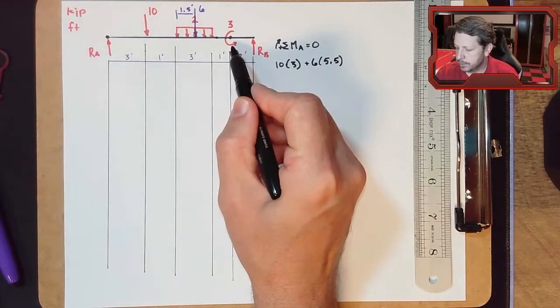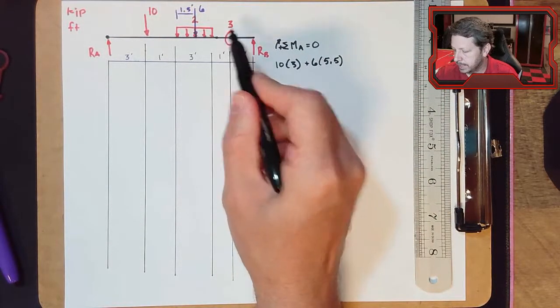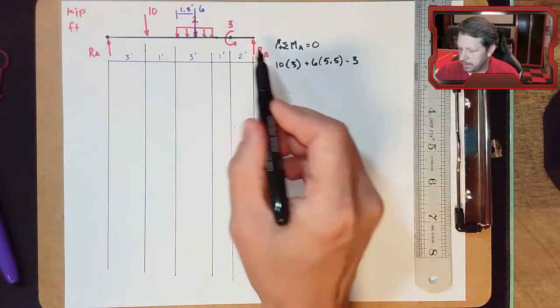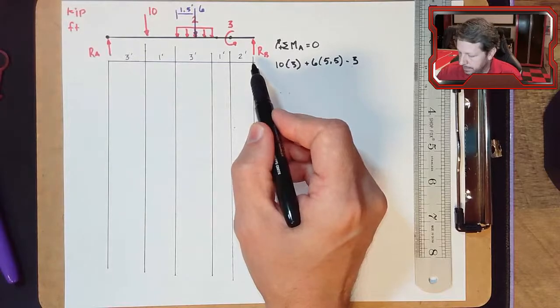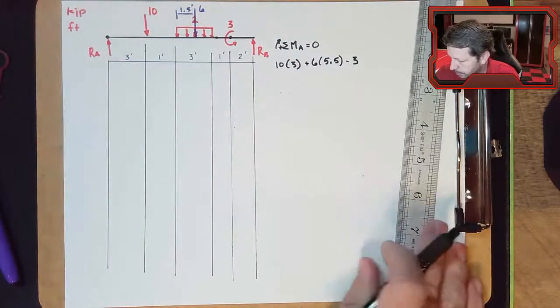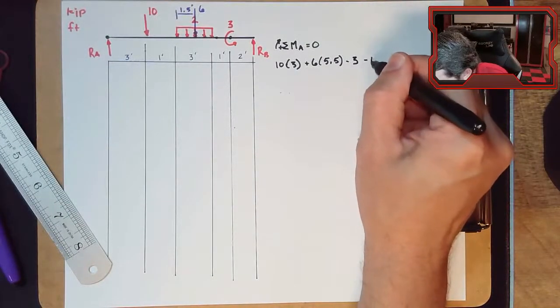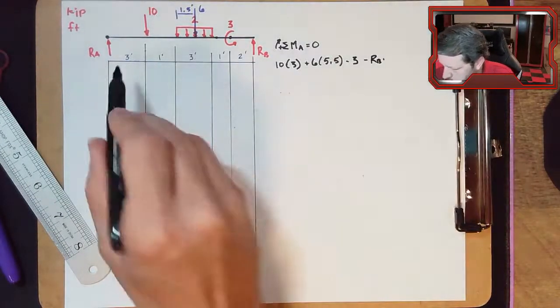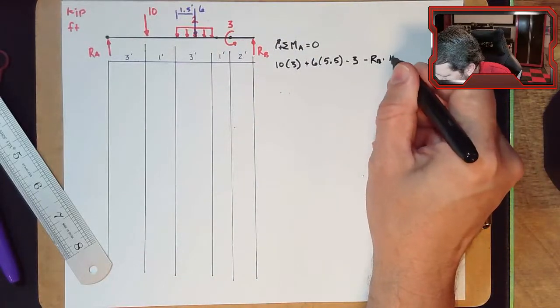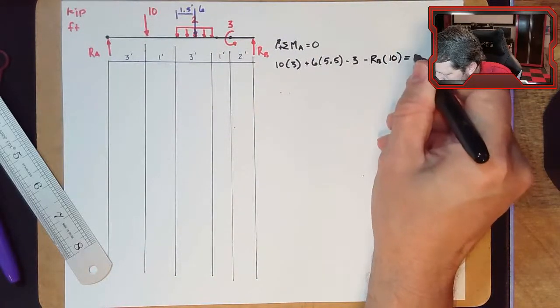Then we get to the concentrated moment. I've drawn it counterclockwise. I said that clockwise was positive, so this is just minus 3. RB is a counterclockwise moment about point A, so that's also a minus. Minus RB times that whole distance is 3 plus 1 plus 3 plus 1 plus 2 is 10. And those have to add to 0.